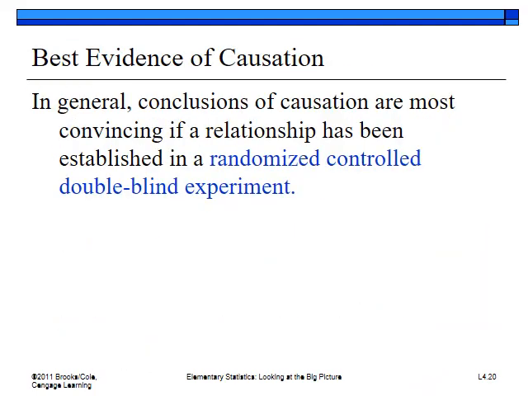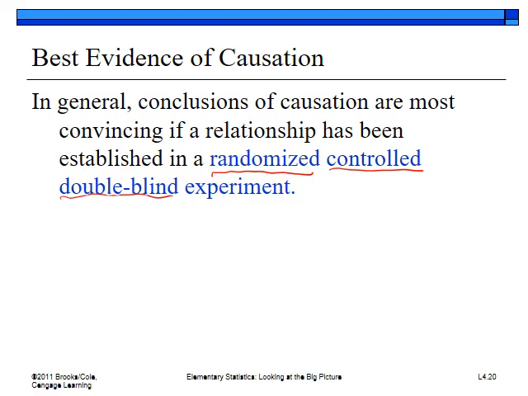In general, if we conclude that there is a causal relationship between two variables, the best evidence comes from an experiment that is randomized, controlled, and double-blind. Randomized means that the selection of the sample was random. The placement into each group was random. That there is a control group, and that it's double-blind. Both the subjects and the experimenters do not know into which group each subject has been placed.